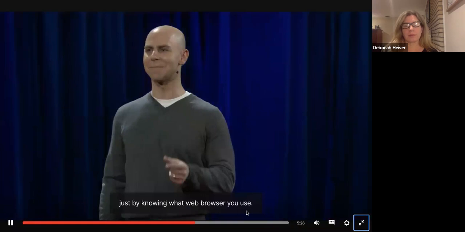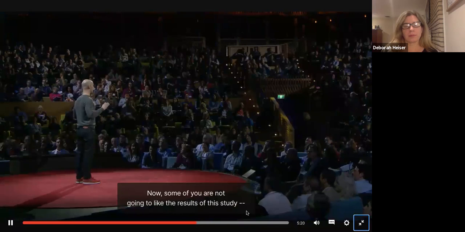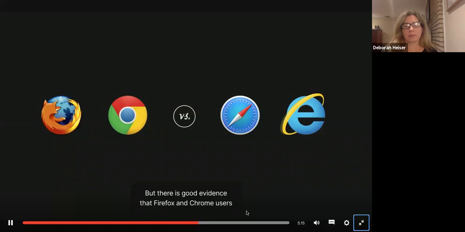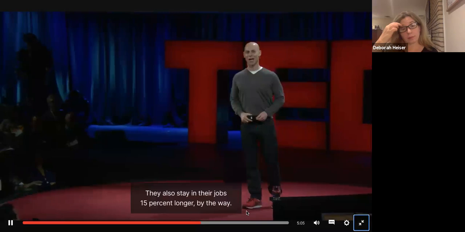Well, there's a clue, it turns out, in the internet browser that you use. We can predict your job performance and your commitment just by knowing what web browser you use. Now, some of you are not going to like the results of this study. But there is good evidence that Firefox and Chrome users significantly outperform Internet Explorer and Safari users. Yes! Also stay in their jobs 15% longer, by the way.